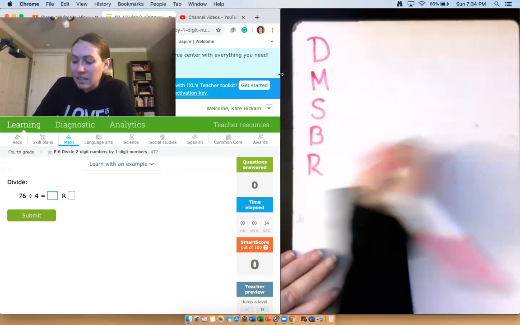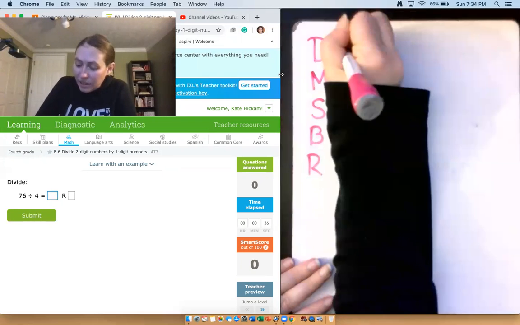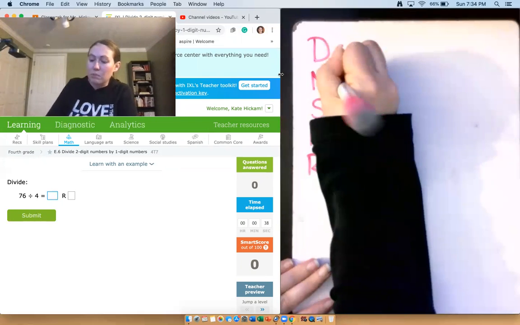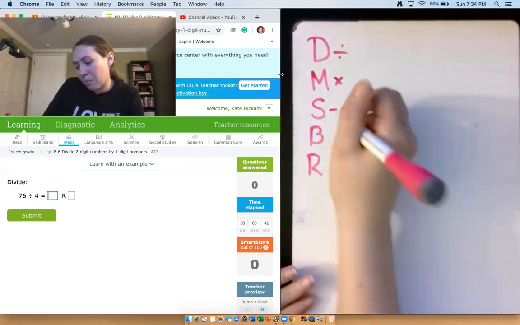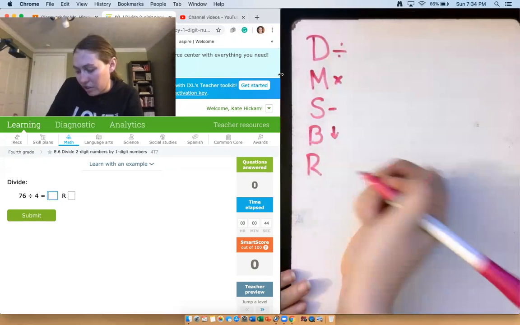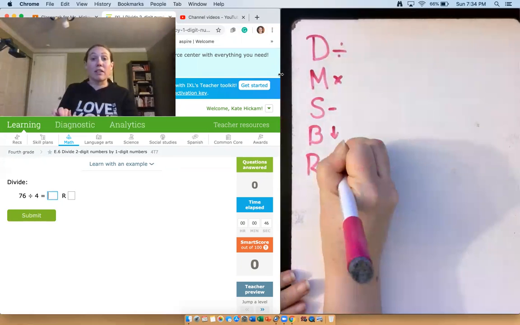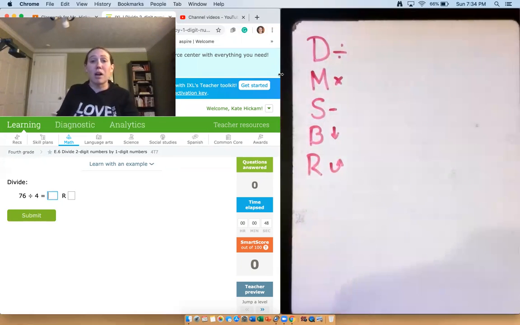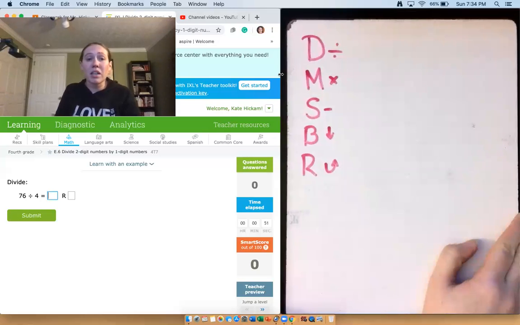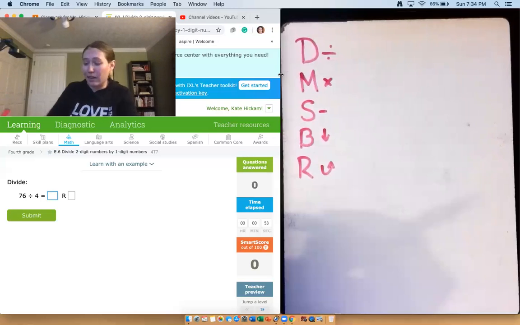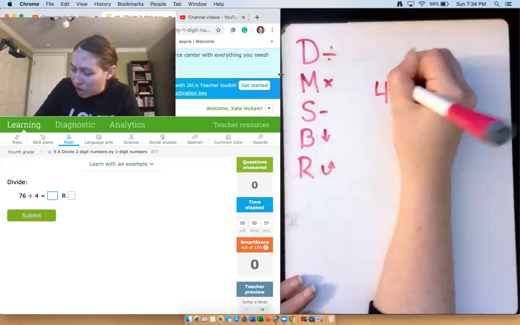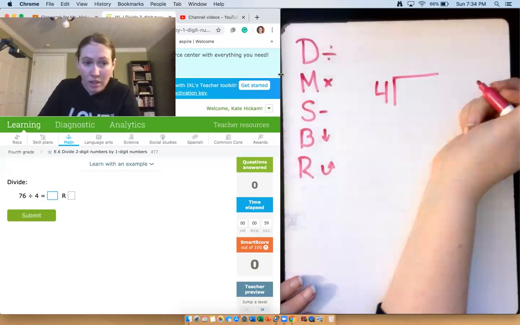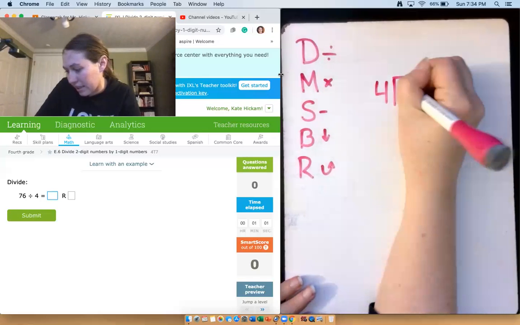Once again, D stands for divide, M stands for multiply, S stands for subtract, B, bring down, R is repeat or remainder. And as you can see in this first problem that generated for me, I'm probably going to have a remainder. So I have 4 goes into 76.